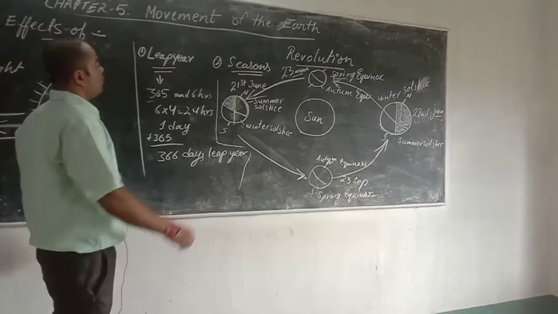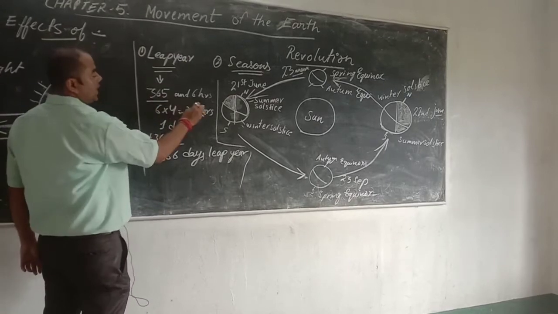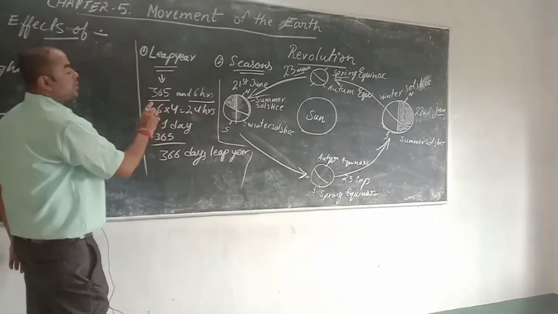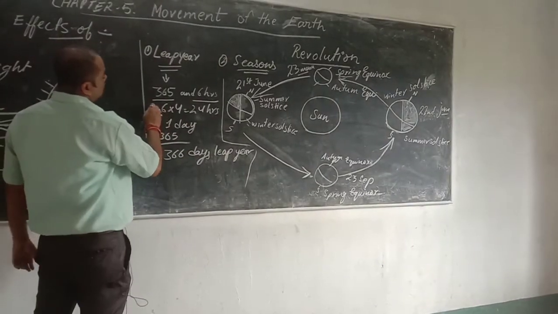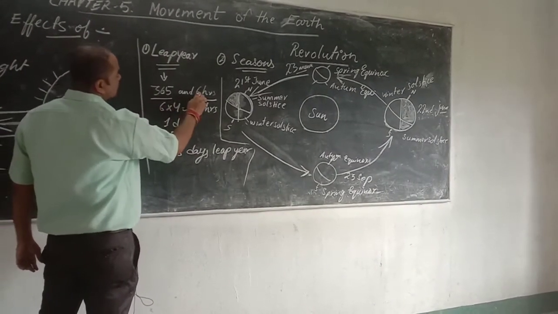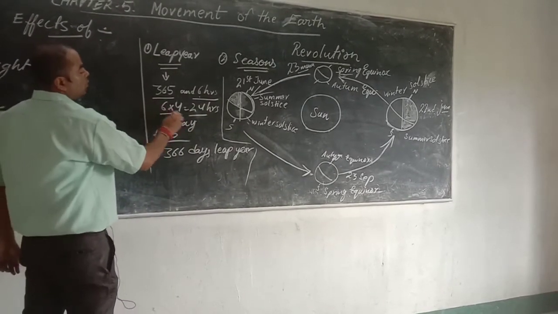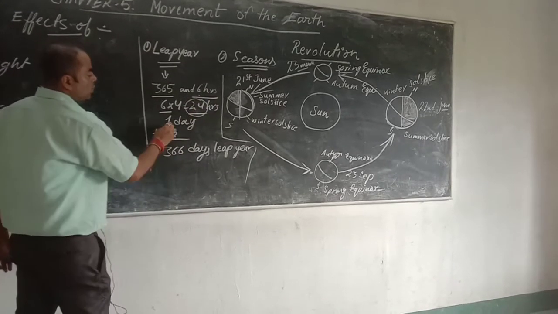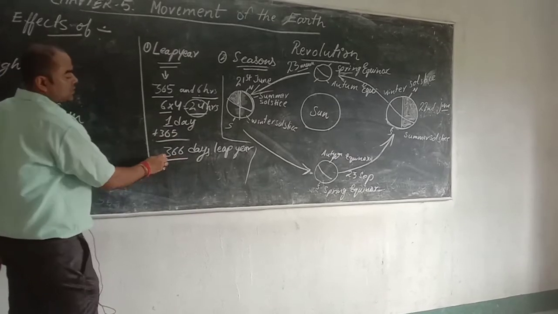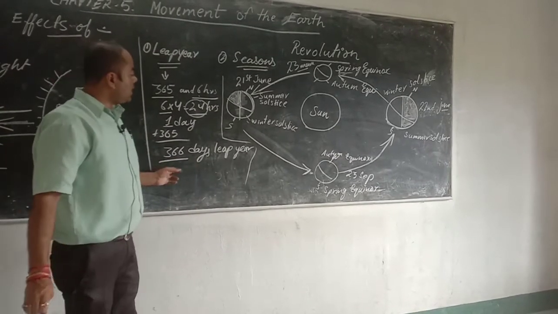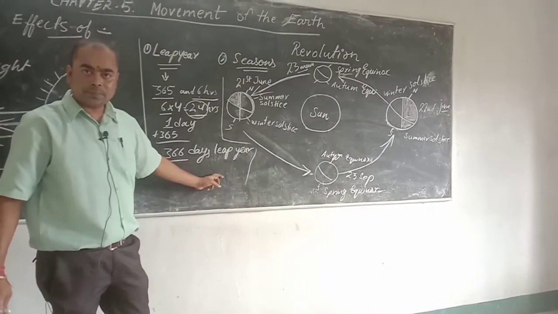But actually, for completing one revolution, Earth takes 365 days and 6 hours. So when we calculate these hours 4 times, it turns into 24 hours. That means after 4 years, 24 hours are added. That means 1 day is added to 365 days. That means 366 days. So that's why a leap year has 366 days. Is that clear, students?